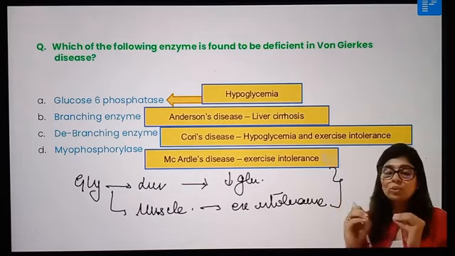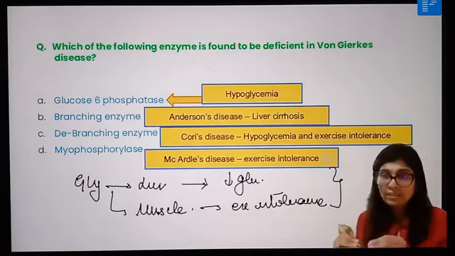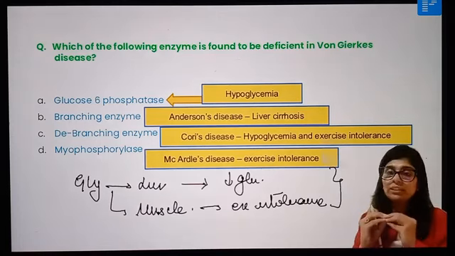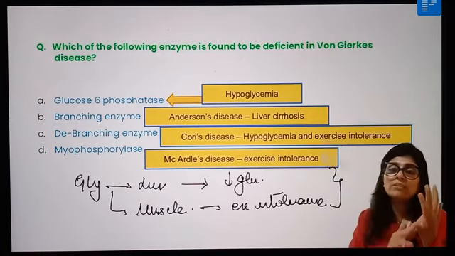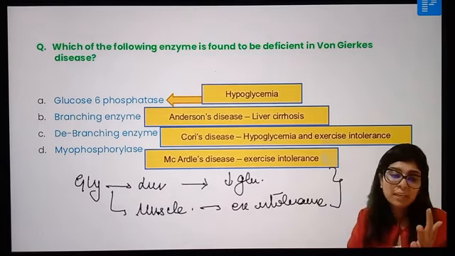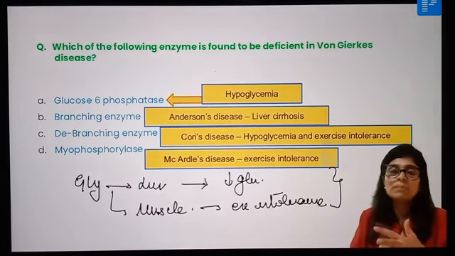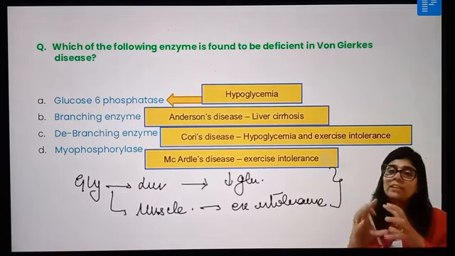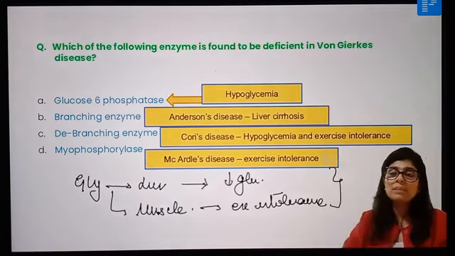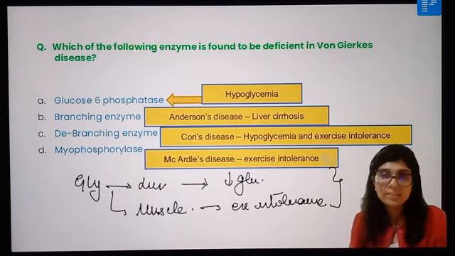As far as glycogen storage disorders are concerned, you should remember glycogen is stored in liver and muscle. Liver glycogen metabolism defect causes hypoglycemia. Muscle glycogen metabolism defect causes exercise intolerance. When both are defective, it causes both hypoglycemia and exercise intolerance.